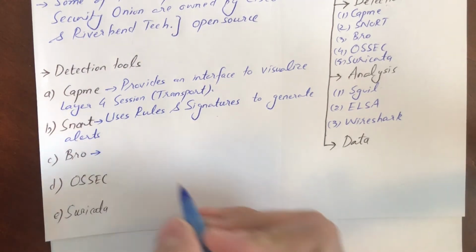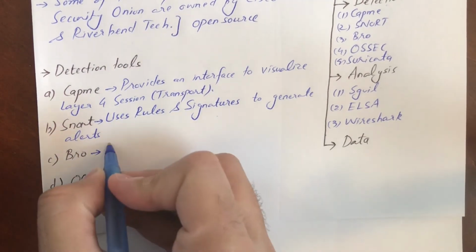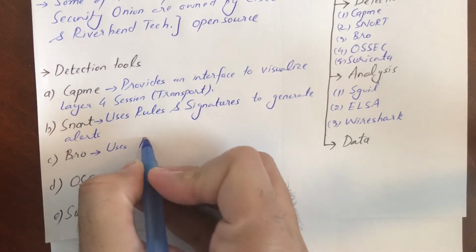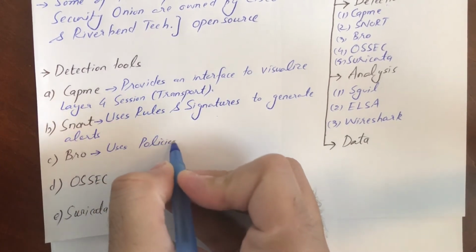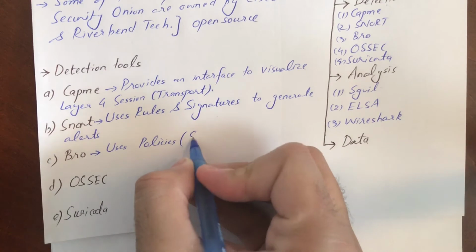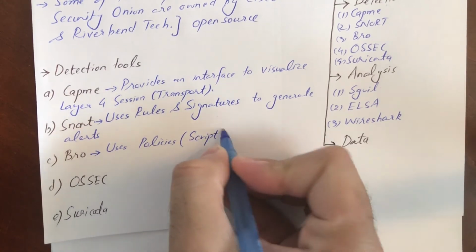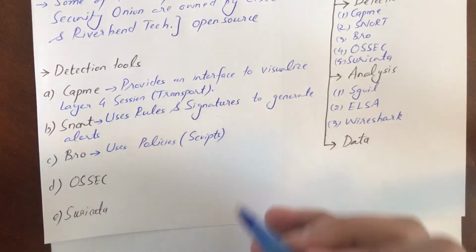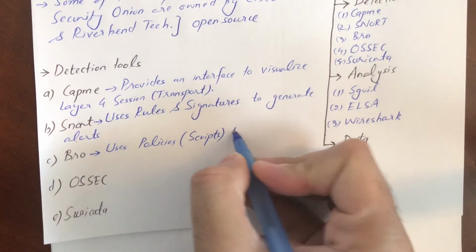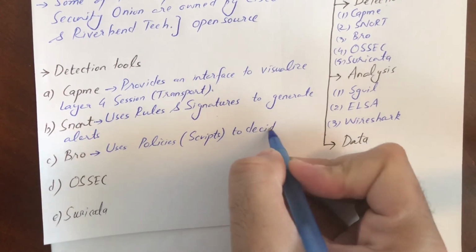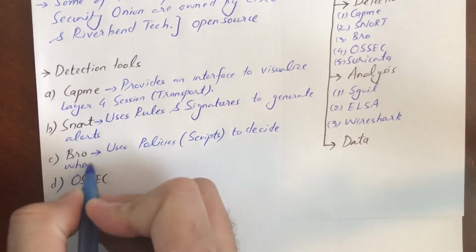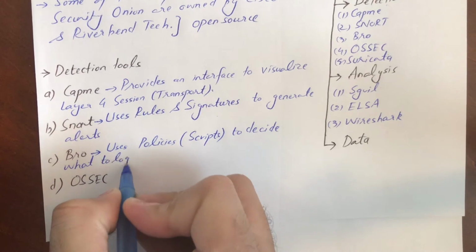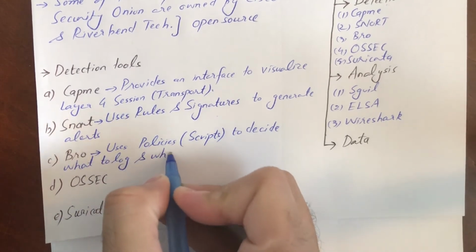Bro is very similar to Snort, but it mainly uses policies, and those policies are based on scripts. So you need to write a script, like a PowerShell script. So they use policies which are based on scripts to decide what to log and when to generate an alert.